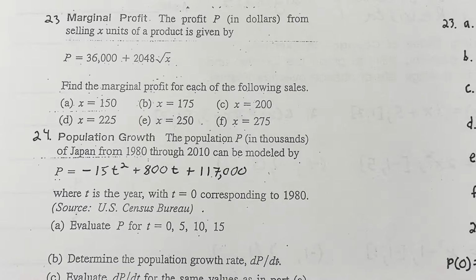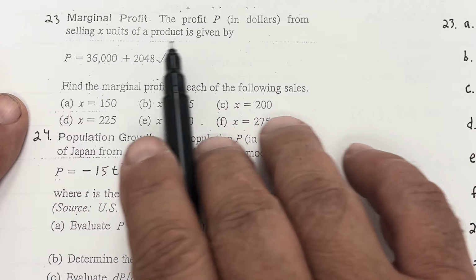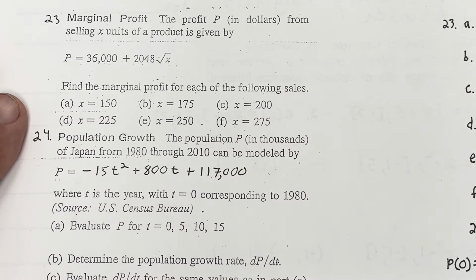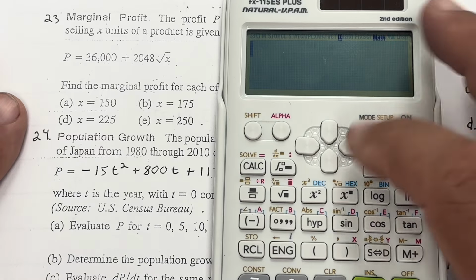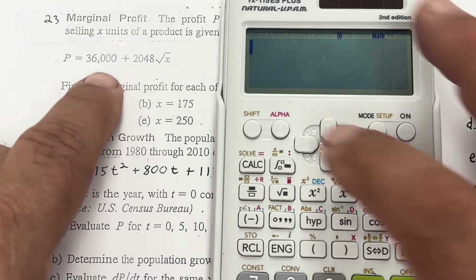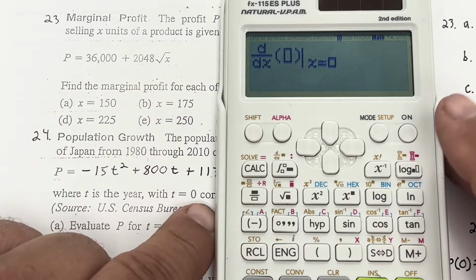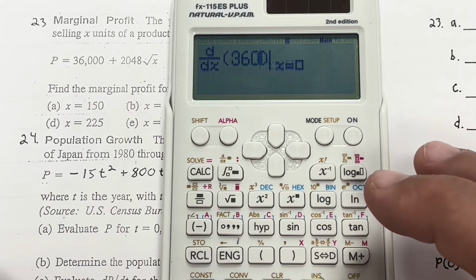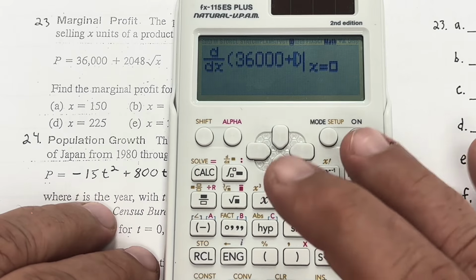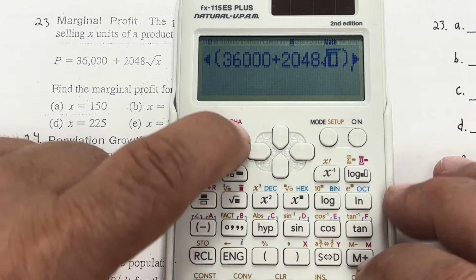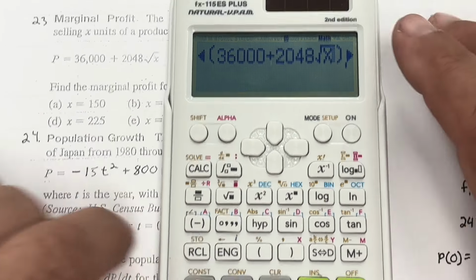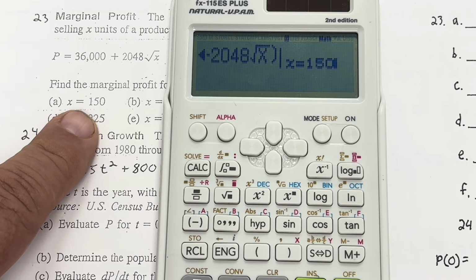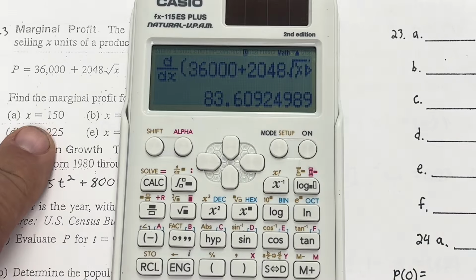We're asked to find the marginal profit in P from selling X units of this product, and here's the equation. We want to take the derivative and plug these values in. So there's a way to do it on the calculator. We're going to be in mode 1, and then because it's a marginal, that's a derivative, so we're going to hit Shift Area, and the derivative button will appear. And we'll type that function into our derivative button. So 36,000 plus 2048 square root alpha red X. And now we're ready to plug in the value of 150. So we're going to right arrow, 150, hit equals, and part A would be $83.60.